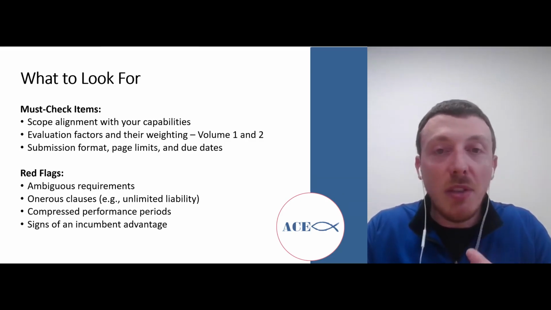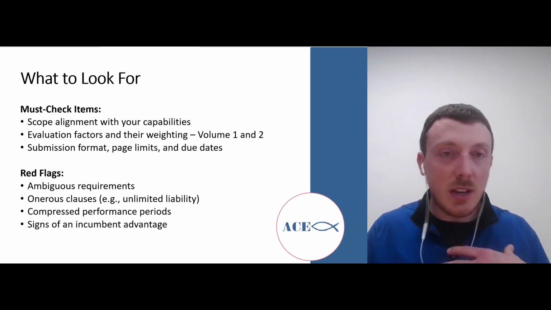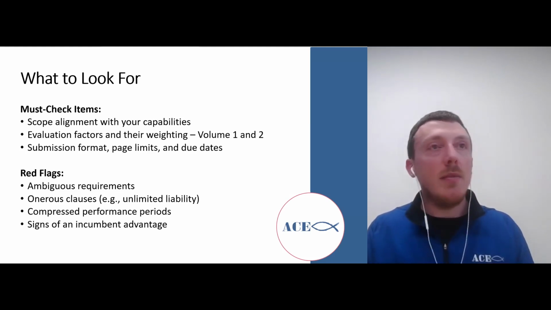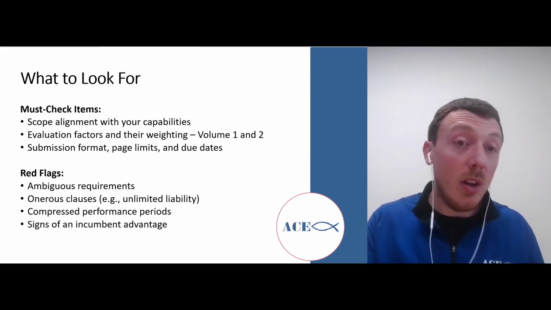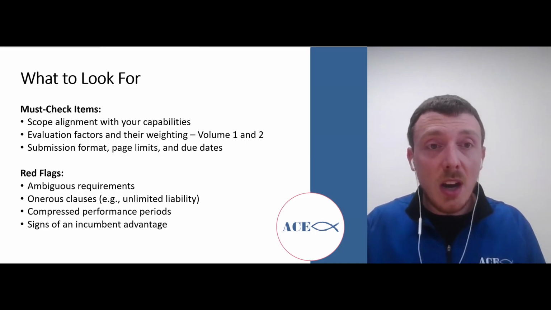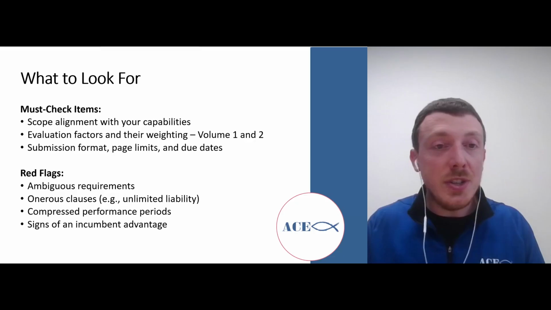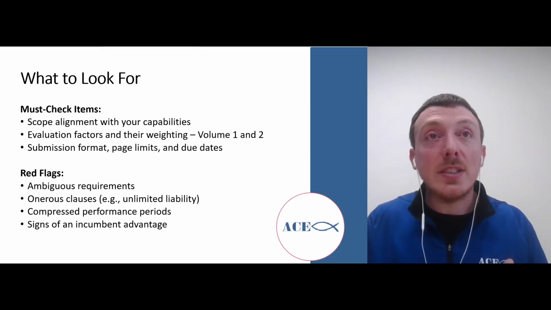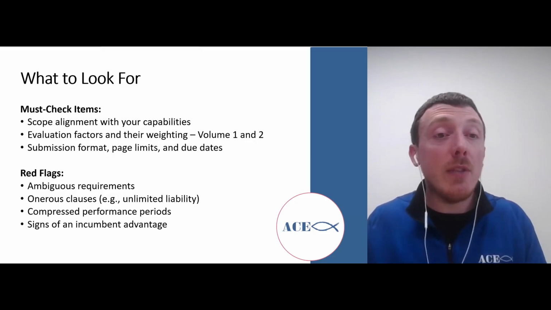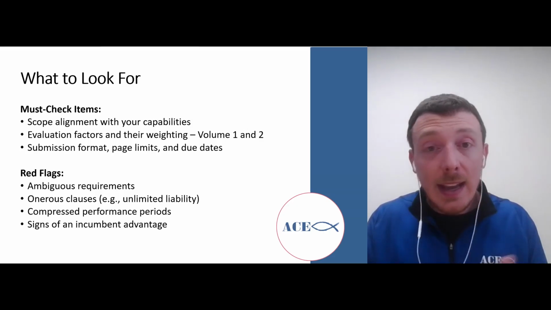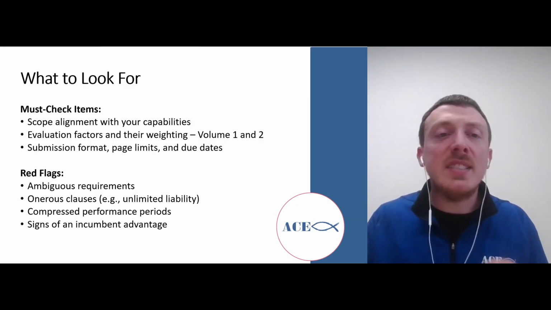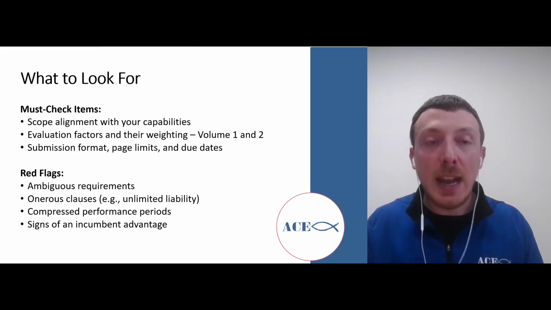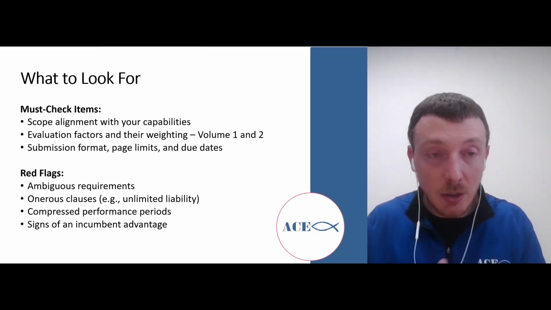At this stage in the game, in a quick review, I'm looking for scope alignment with our capabilities. So when I'm looking at it from ACE's point of view, I'm trying to make sure that we actually deliver on what the government's asking for. If it's an evaluation factor, are we actually poised to get all of that information compiled before the deadline? And then that goes into the next point, overall due date. Is this something that I can actually manage? Can I build out a schedule in order to get a good package put together?